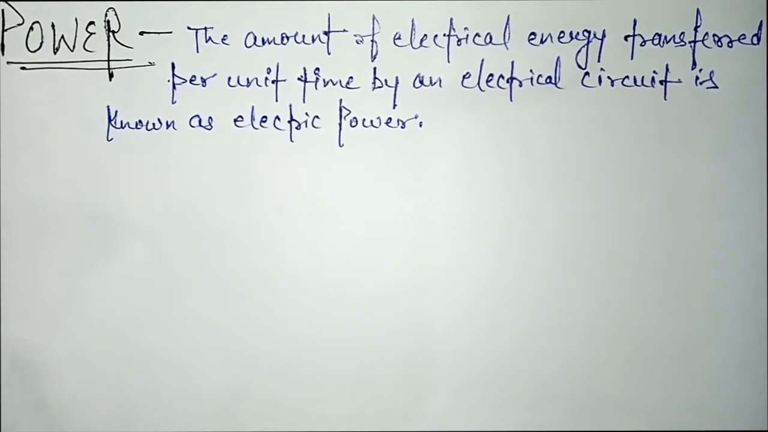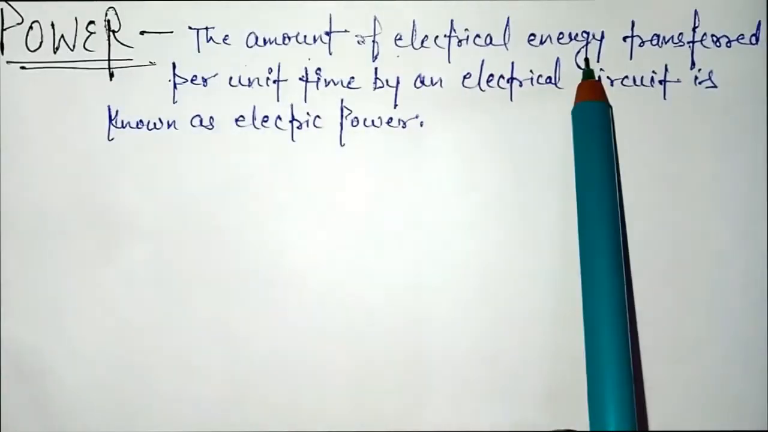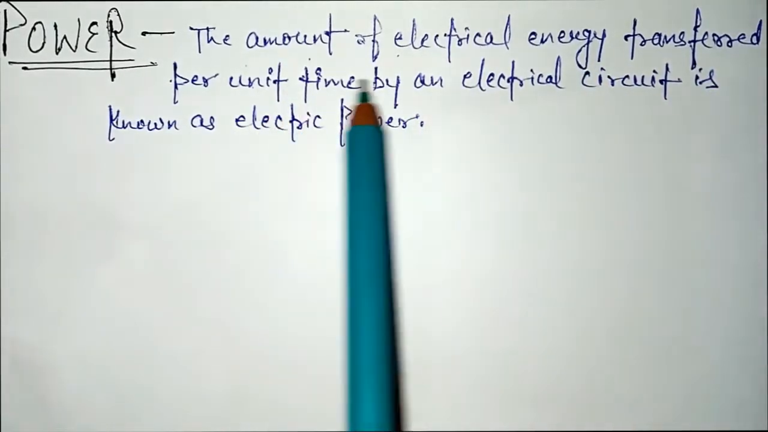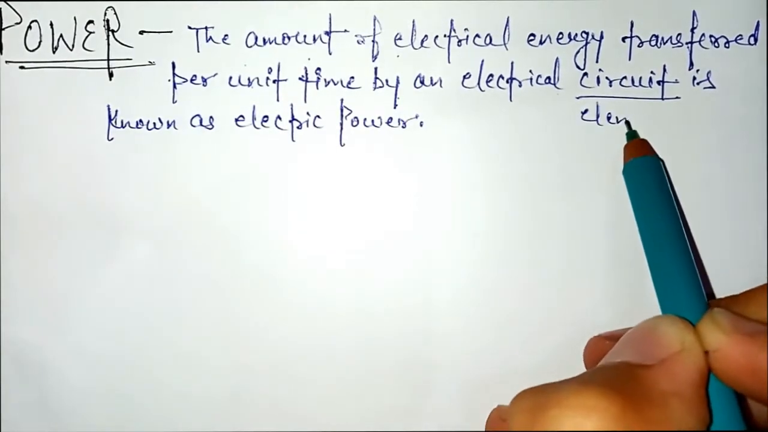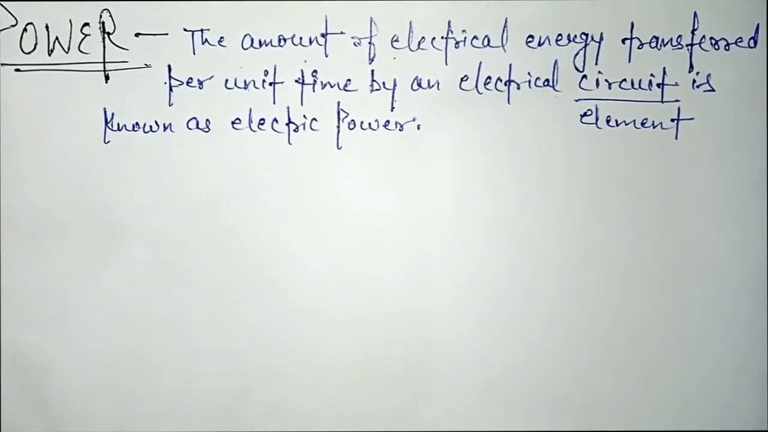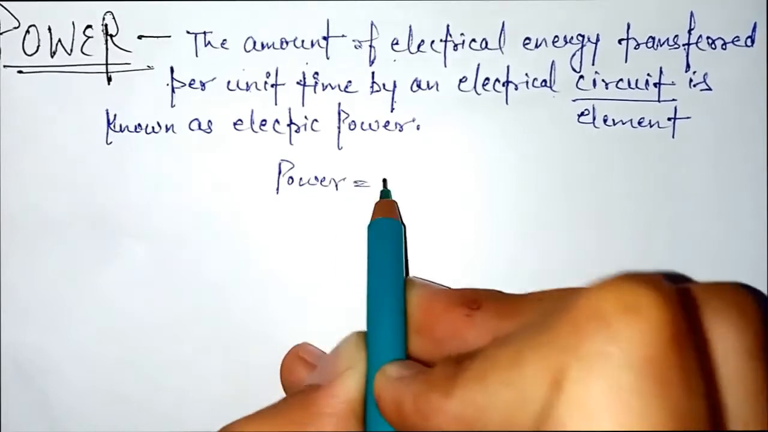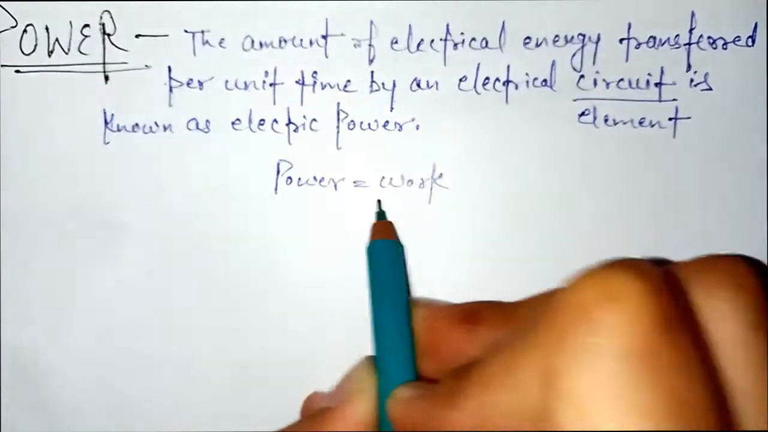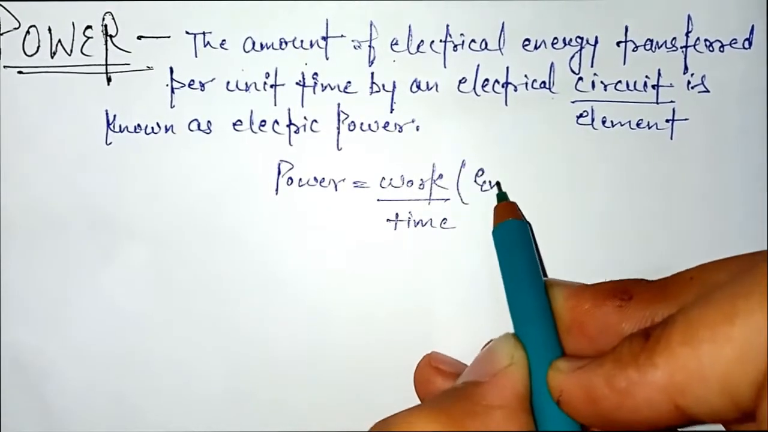In this lecture, we discuss power. What is power? The amount of electrical energy transferred per unit time by an electric circuit or an element is known as electric power. That is, power is equal to work upon time. Work, here you can say energy.